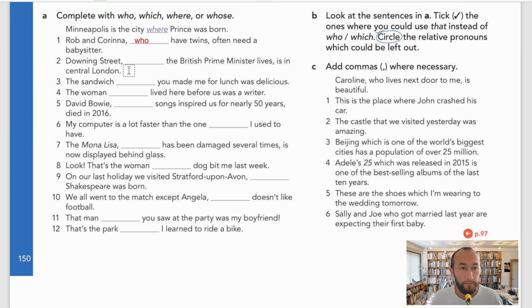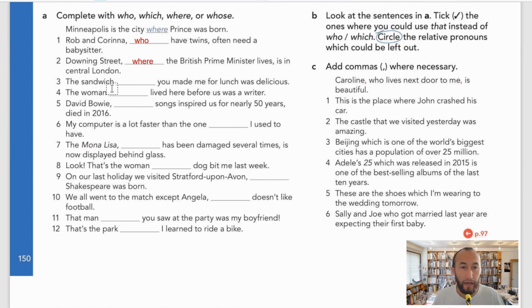Now we're moving to number two, Downing Street. As you can see, there are two commas here. That's also a non-defining relative clause. And Downing Street is a place, right? So if it's a place, I say where. That's it. Downing Street, where the British Prime Minister lives, is in central London.